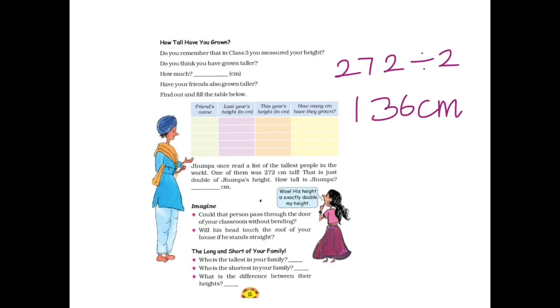Now, could that person pass through the door of your classroom without bending? Try to imagine, children. If the door of the classroom is more than 272 centimeter, the person can enter the door without bending. Otherwise, he has to bend. Try to imagine. Will his head touch the roof of your house if he stands straight? Imagine and get the answer.